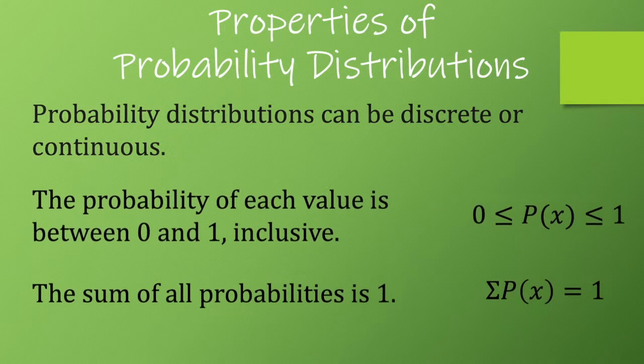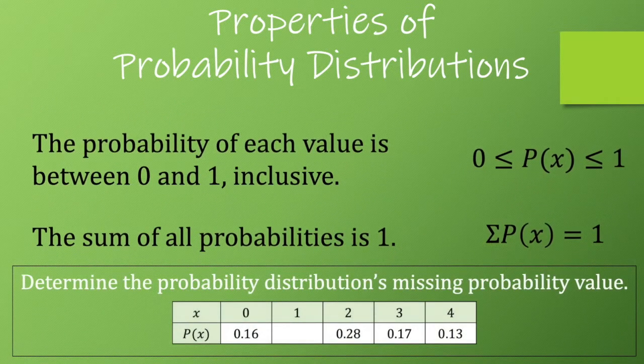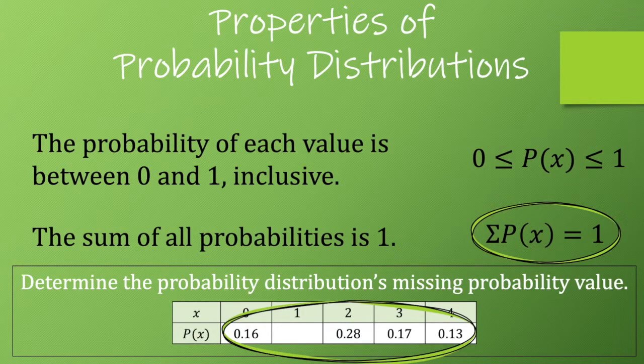Let's practice that with this probability distribution here. It says determine the probability distribution's missing probability value. Now remember, all the probabilities have to add up to 1. So we take all the probabilities that were given, add those together, subtract from 1, and we can find that the missing probability is 0.26.